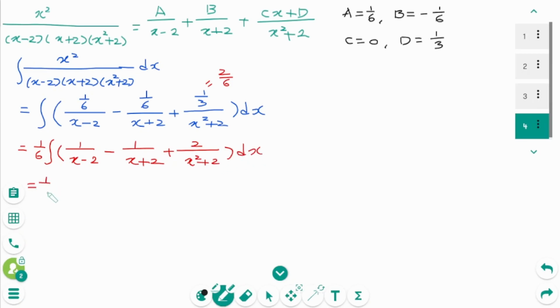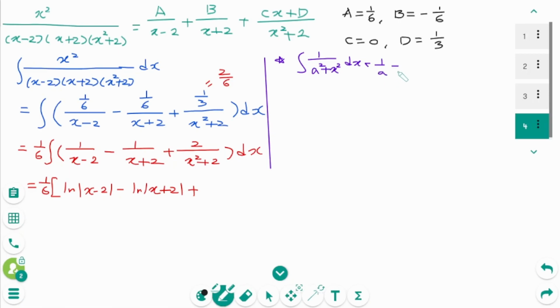Equals 1 over 6 times ln absolute value of x minus 2 minus ln absolute value of x plus 2 plus, for this one, use the formula: the integral of 1 over a squared plus x squared dx equals 1 over a arctangent of x over a plus c.